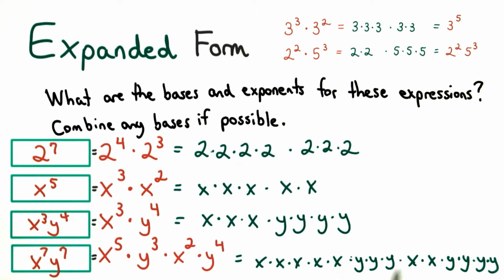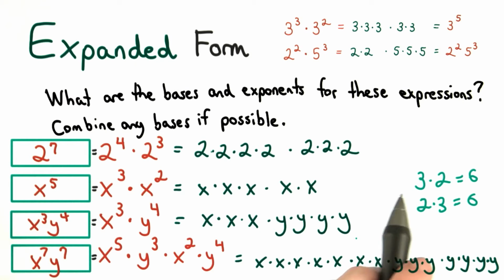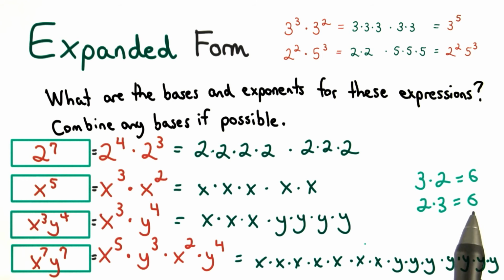Since I have a product of factors, I can rearrange the factors to group the like terms together. For example, these x's can be moved over here, and these y's can be moved to the right. We can do this because of the commutative property of multiplication. We know 3 times 2 is the same as 2 times 3. If ever I have a bunch of factors, I can rearrange the order of those factors. We'll still wind up with the same number.